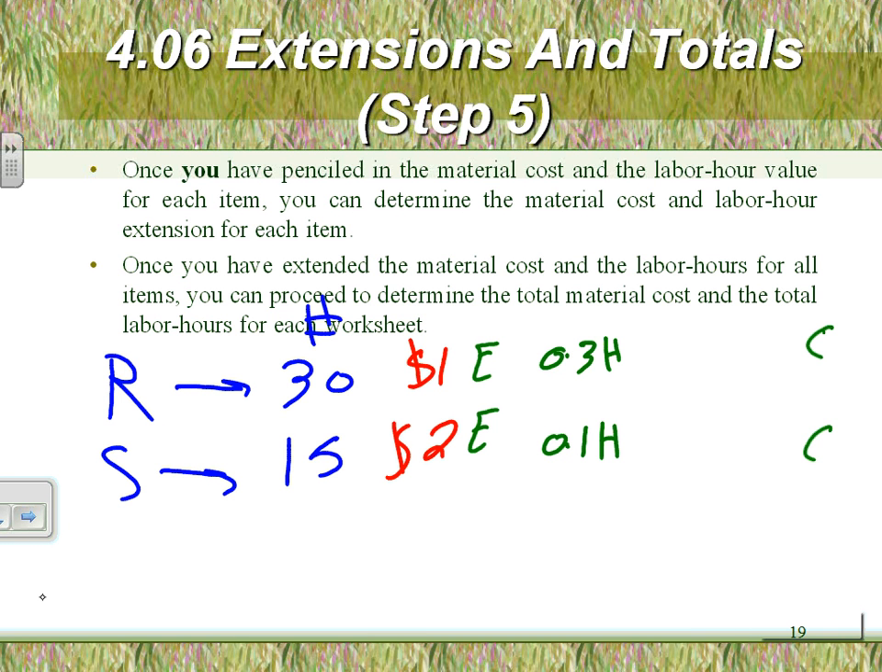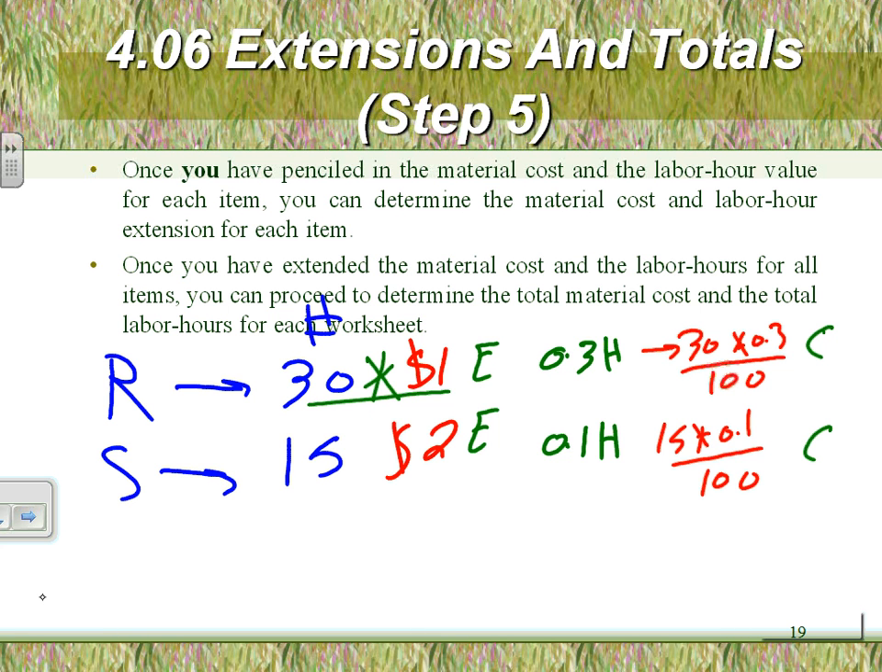Okay, how do you extend this? Let's extend this one, guys, right here, the labor. You take 30 of them, multiplied by 0.3, divided by 100. That's extending this. Let's extend this one. You have 15 of this, multiplied by 0.1, divided by what? 100. So that's for the labor. Let's extend the material, the dollar value. When you extend these, you multiply them and you divide by what? 1.